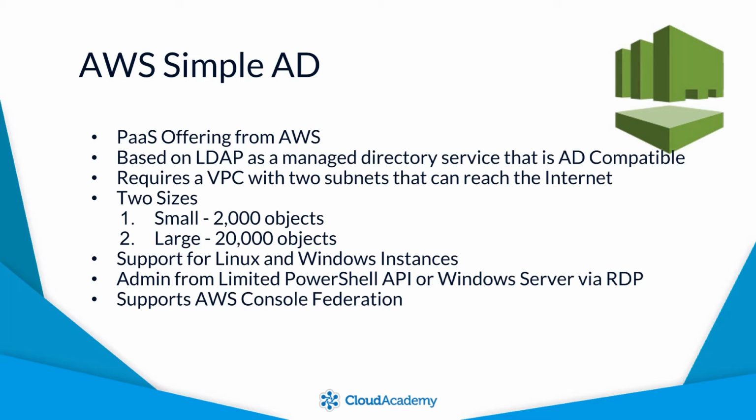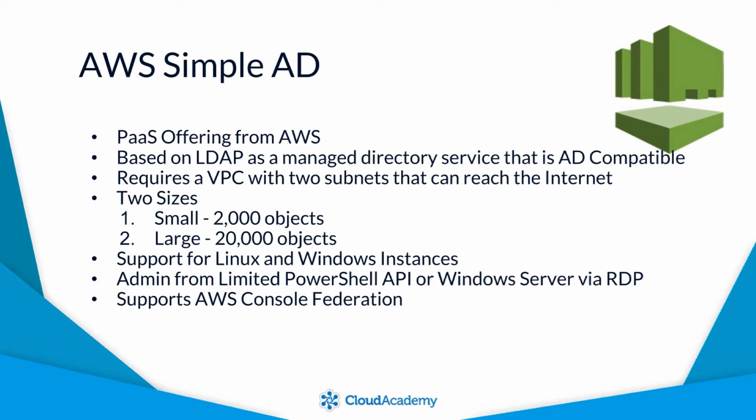This service provides basic directory and relieves you from having to manage the 2 servers that are provided in a highly available setup. The service does require a VPC with 2 subnets that can reach the internet. The subnets and the servers do not need to be publicly accessible or have public IPs, but the servers do need to have the ability to reach the internet through a NAT gateway of some type. There are 2 sizes of Simple AD: small, 2,000 objects or less, or large, 20,000 objects or less.